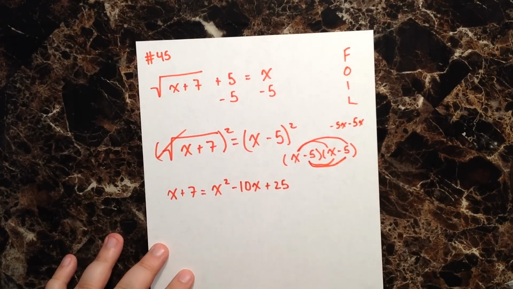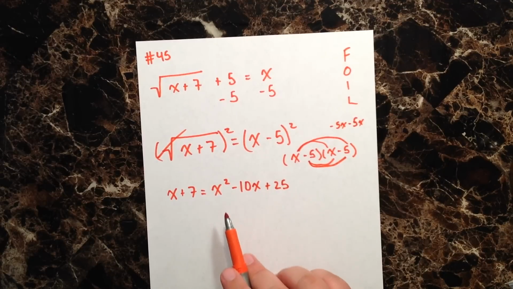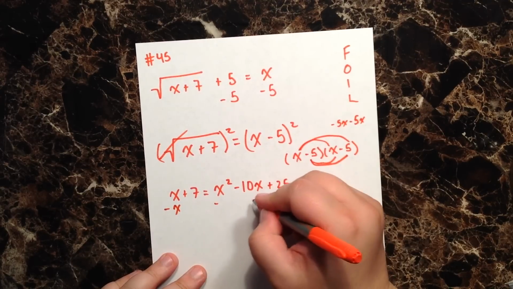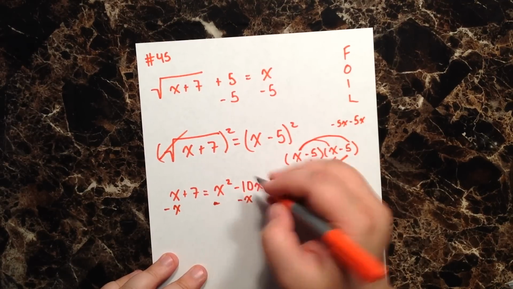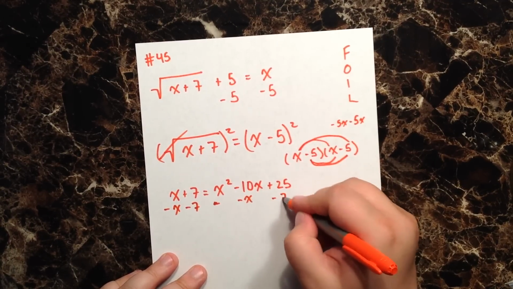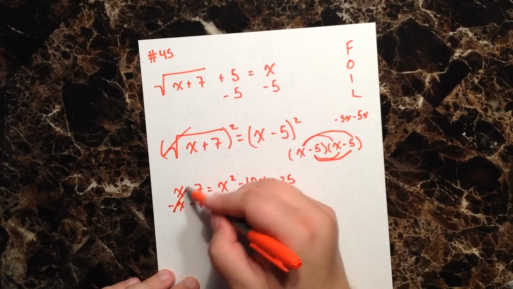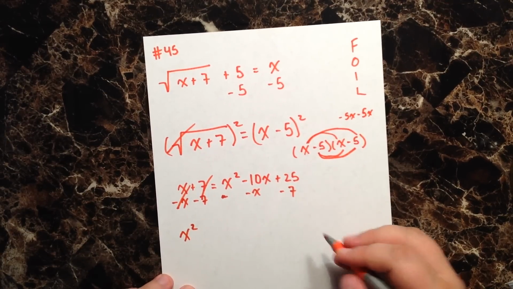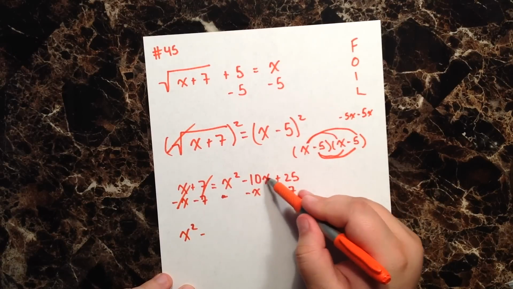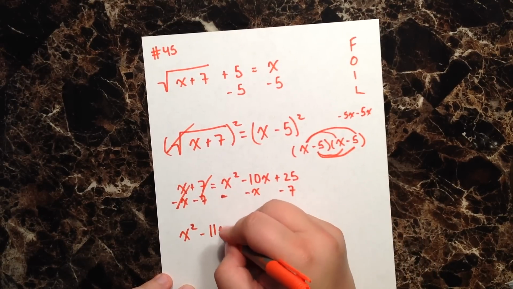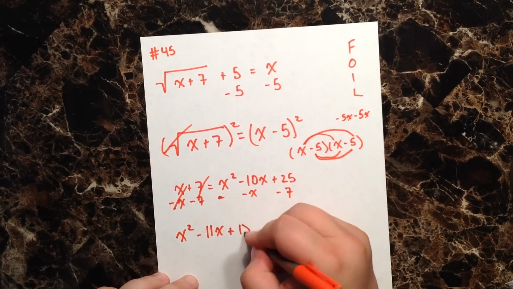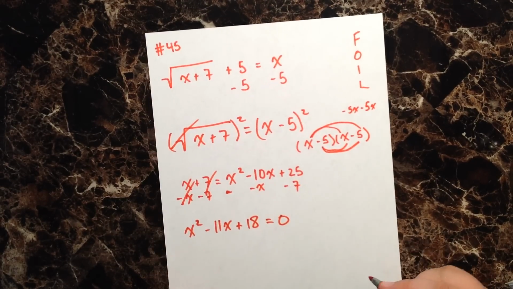Now that I've got a quadratic going on here, I'm going to want to set this equation equal to 0 and factor. So let's subtract x from both sides, and let's subtract 7 from both sides. When I do, they cancel on the left, and I'm left with x squared, negative 10x minus x is negative 11x, and 25 minus 7 is 18, equals 0.